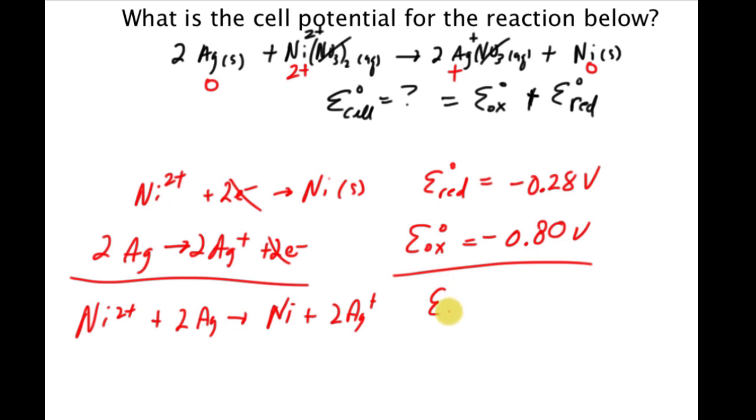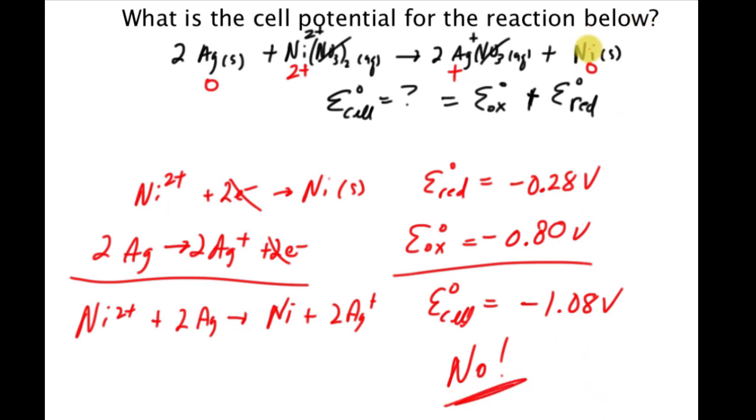And when I do that, the overall cell potential is the sum of the two steps, so I'm going to end up with a negative 1.08 volts. Now the question is, will this process happen? If I take silver metal and I put it into a solution of nickel 2 nitrate, will the reaction happen? Is it spontaneous? Is it thermodynamically favorable? No, it is not. It's not going to happen.